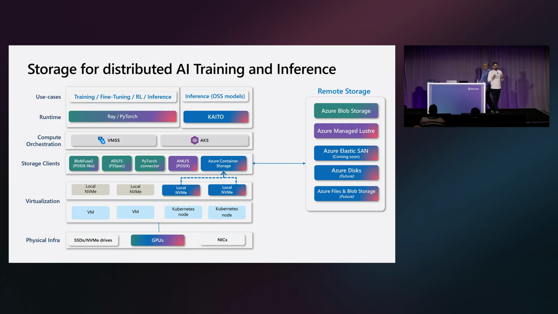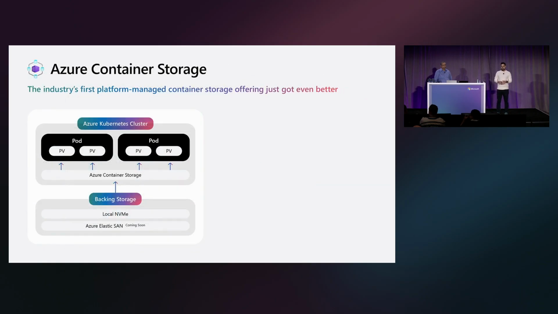Kaito is the Kubernetes AI toolchain operator. It's a Microsoft solution built on top of AKS to simplify how you provision GPU clusters and how you connect those clusters with your data, with your models, and inference with them. And Azure Container Storage, as you can see in this picture, plays a key role in enabling a persistent volume on each of those Kubernetes pods and connecting those volumes with a range of backing storage options.